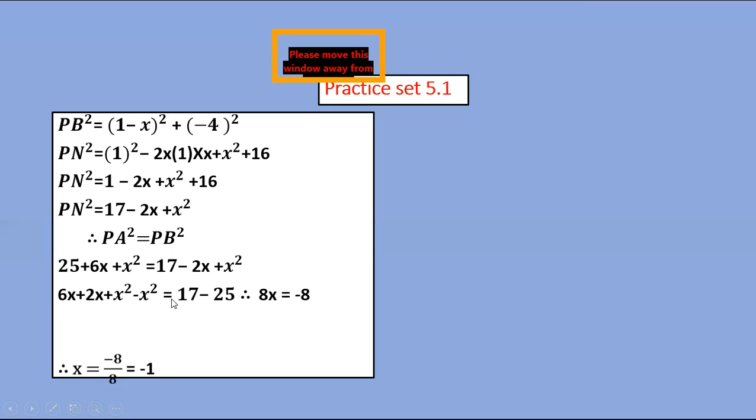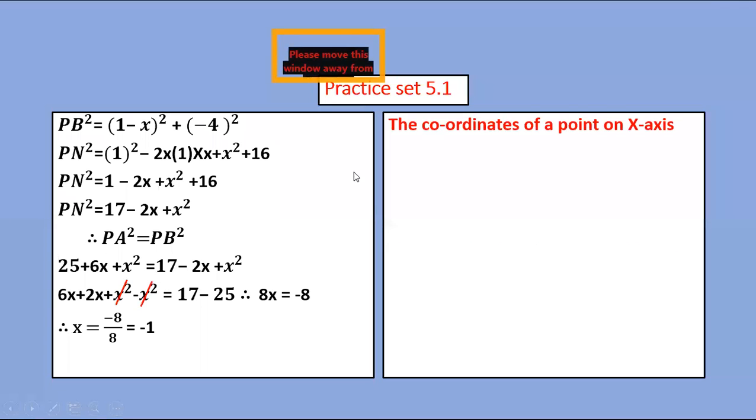Plus x square and minus x square get cancelled. 6x plus 2x is 8x, is equal to 17 minus 25, is equal to -8. 8x is equal to -8. 8 goes to the RHS, then we divide: x is equal to -8 upon 8. Therefore, 8 ones are 8, x is equal to -1. Therefore, the coordinates of the point on the x-axis, x coordinate is x value -1, y is 0, which is equidistant from the given points A and B.